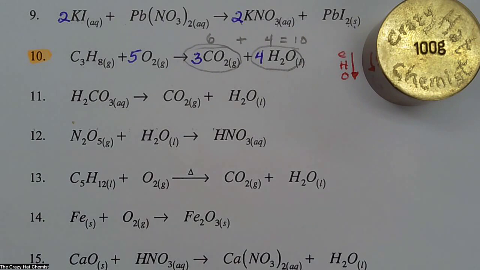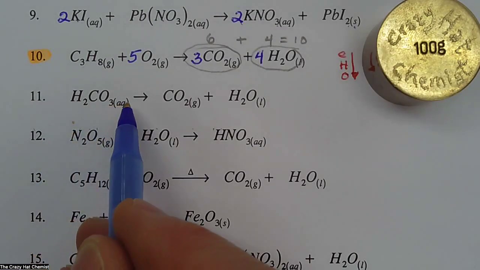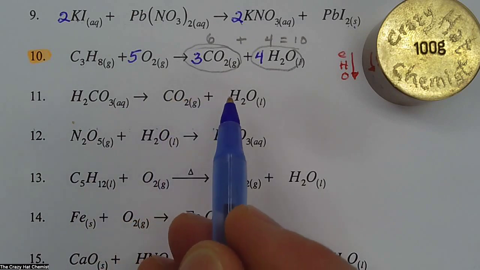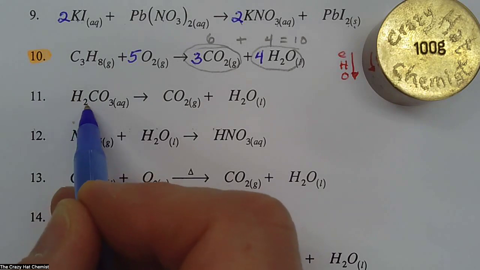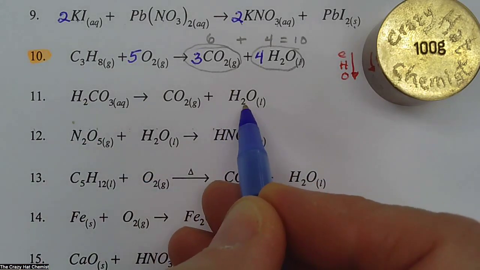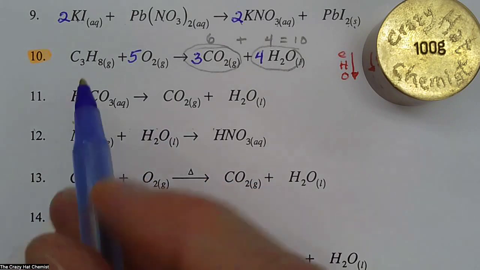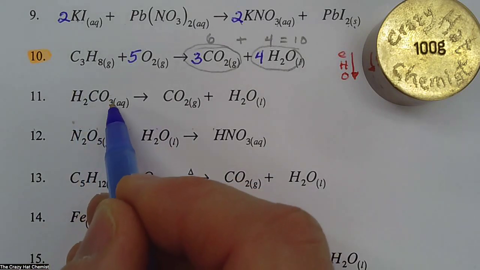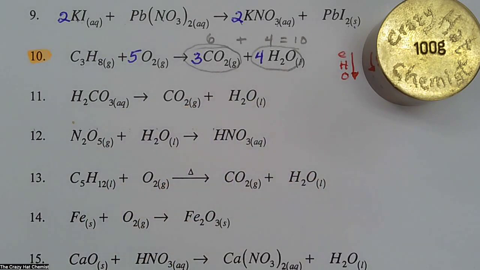Perfect. The next one, problem number 11, is carbonic acid decomposes to carbon dioxide and water. So there's 2 hydrogens on the reactant side, 2 on the product side, 1 carbon on the reactant side, 1 carbon on the product side, 3 oxygens on the reactant side, and 2 plus 1, that's 3 on the product side. Oh my gosh, this one is actually already balanced. An unusual thing, but it is actually already balanced.